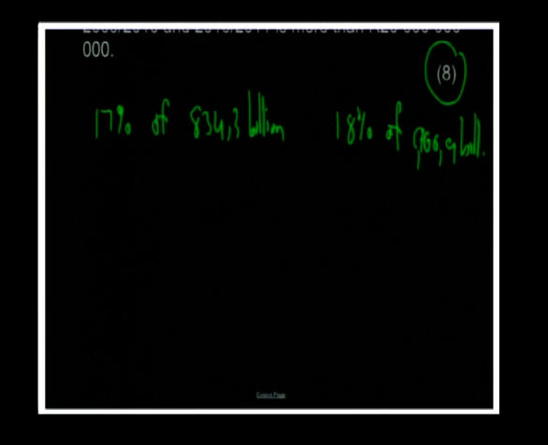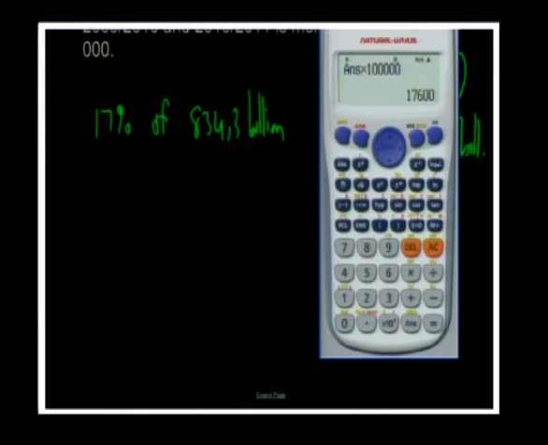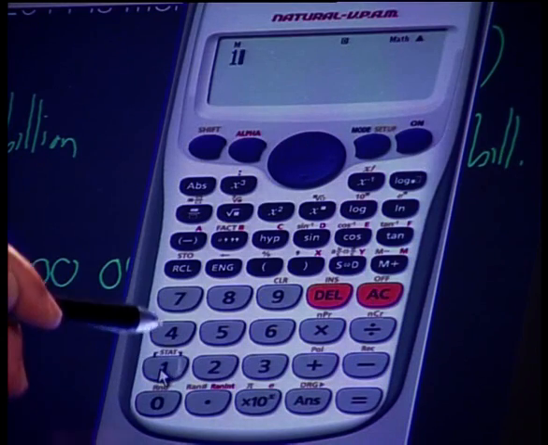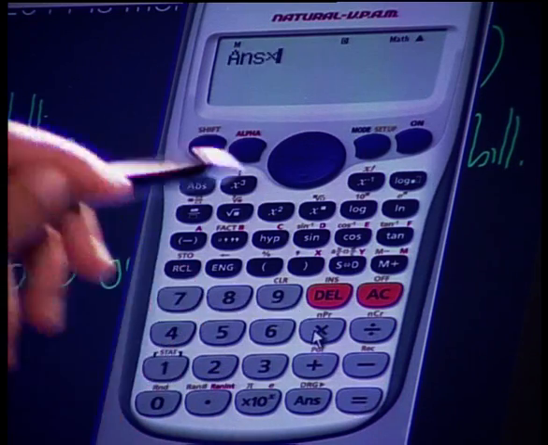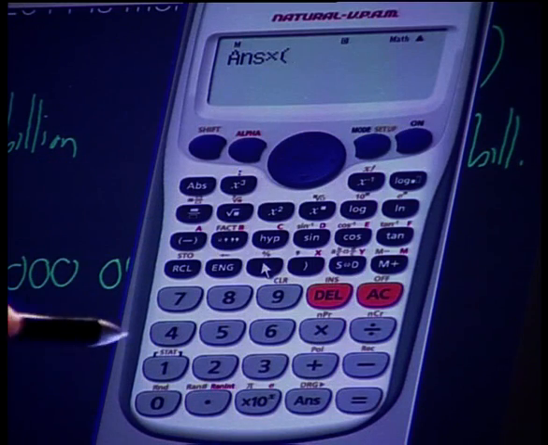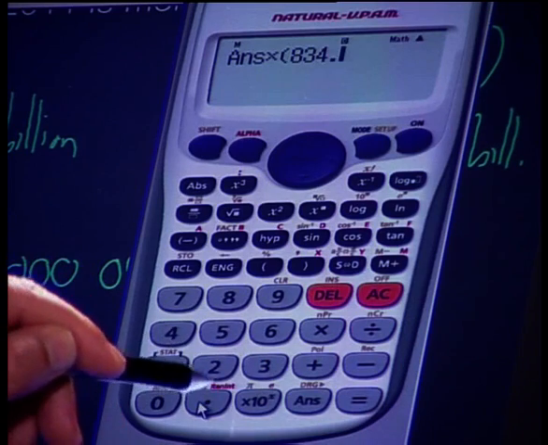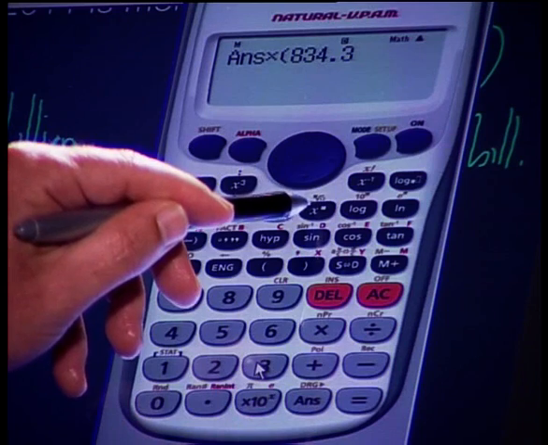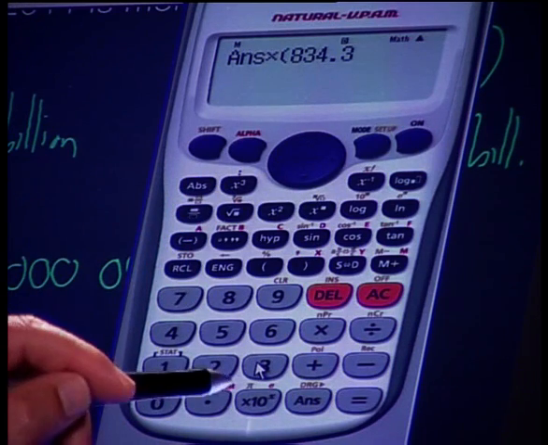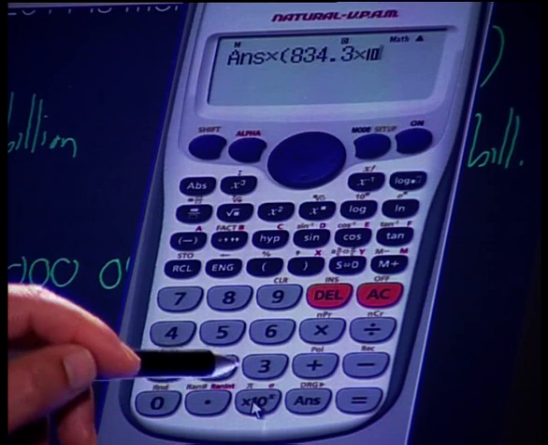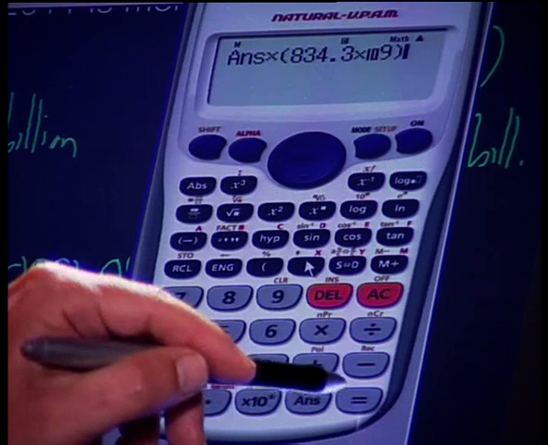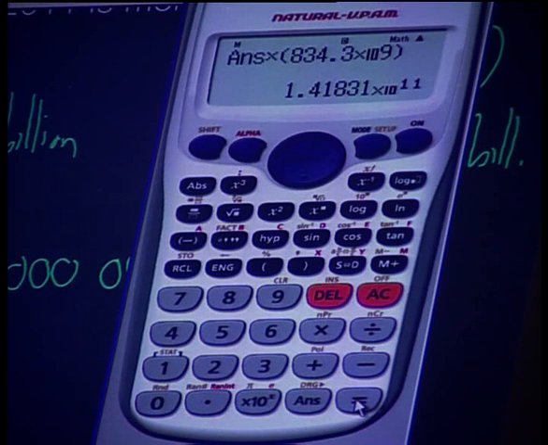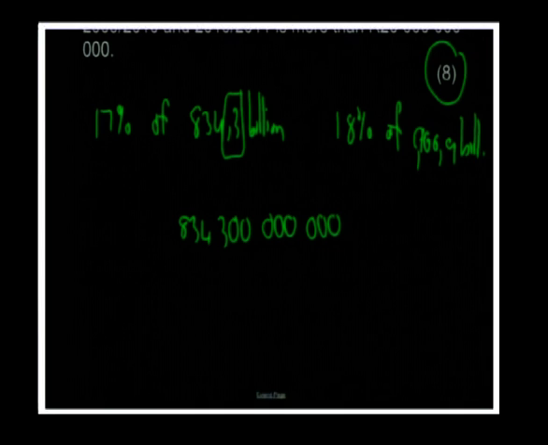Let's work out what 17% of 834,3 billion is. For this, we will need a calculator. We take the 17%, so we divide by 100, and then multiply that answer by our 834,3 billion. To get billion we can use the x to the power of something button, or the times 10 to the power button, and of course for a billion we need 10 to the power of 9. Close the bracket. That gives us the answer 1,41831.